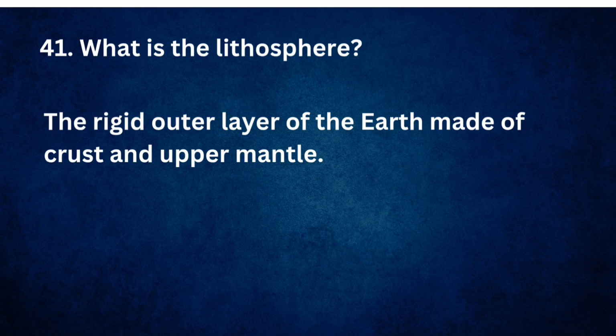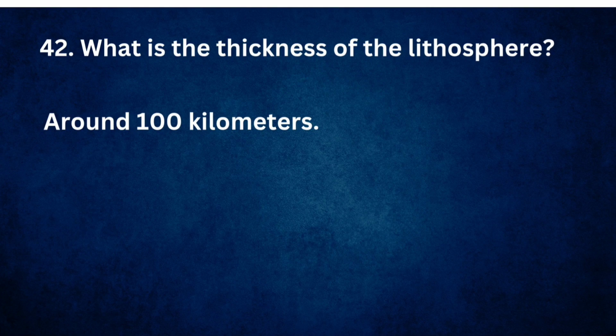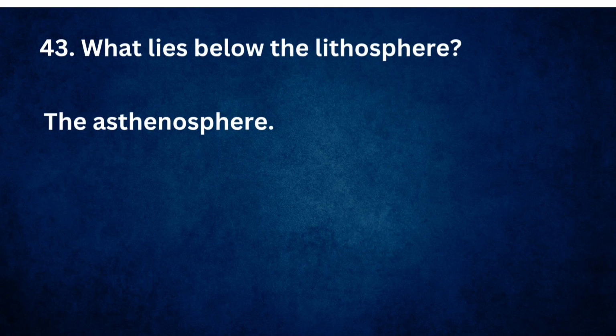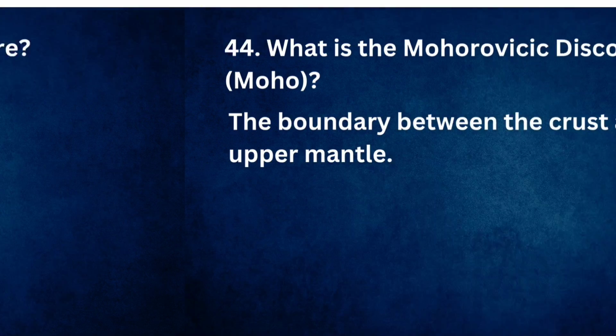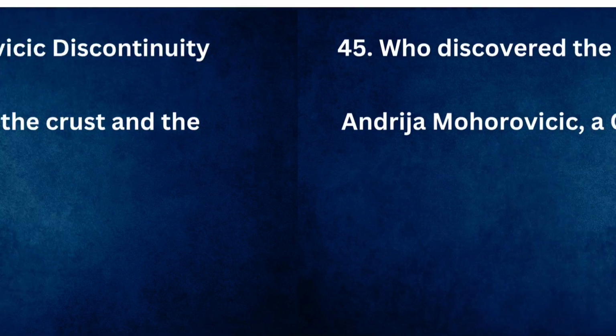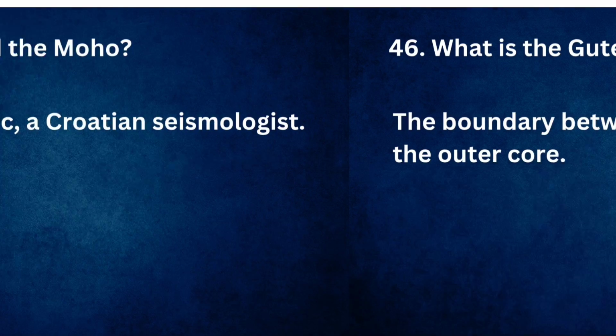What is the lithosphere? The rigid outer layer of the Earth made of crust and upper mantle. What is the thickness of the lithosphere? Around 100 kilometers. What lies below the lithosphere? The asthenosphere. What is moho? The boundary between the crust and the upper mantle. Who discovered the moho? Andrija Mohorovičić, a Croatian seismologist.